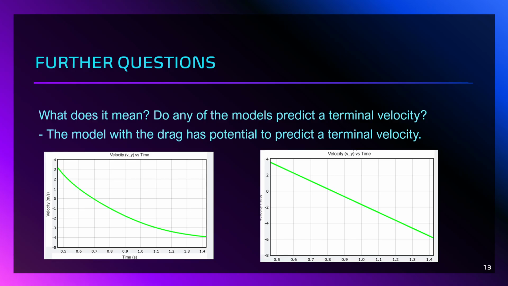So now let's discuss further questions. First of all, do any of my models predict the terminal velocity? So yes, the model that incorporates the drag force does predict the terminal velocity, and that's the one located on the left with a more bent out shape and less linear shape.